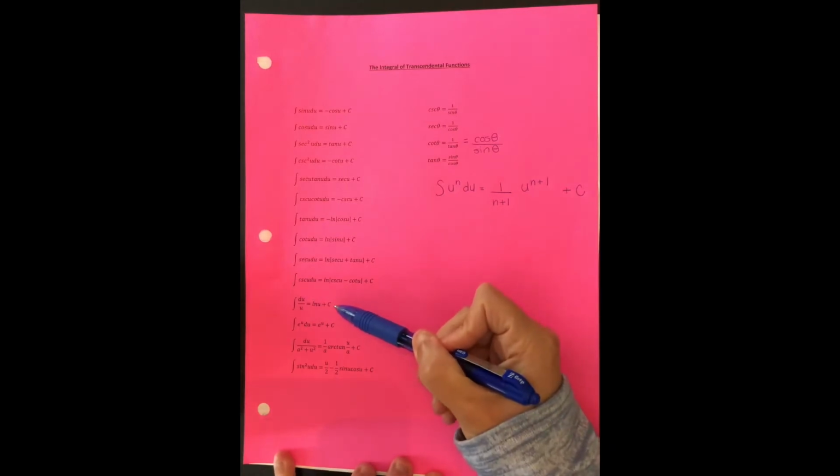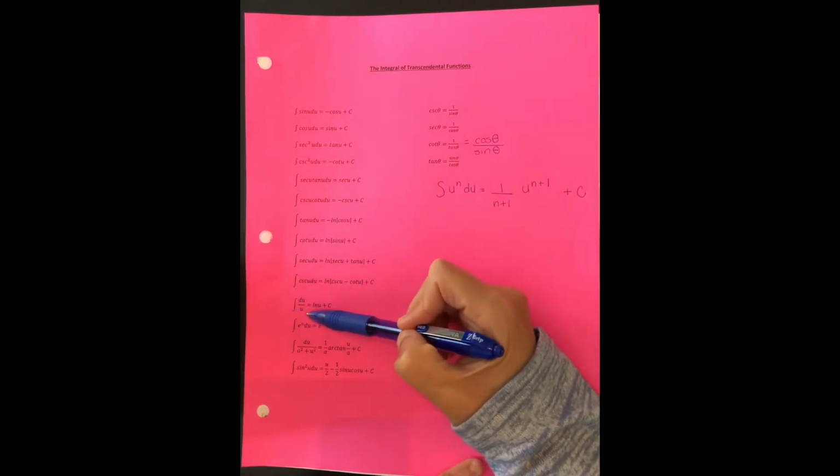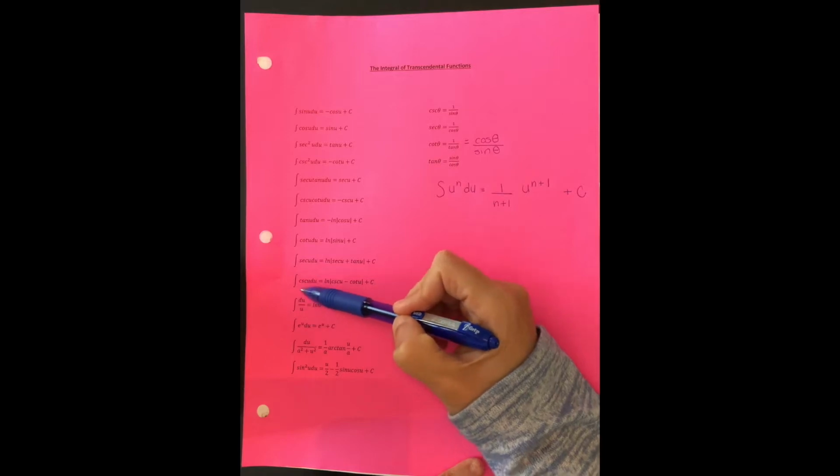Hello there. Today we're going to concentrate on this integral rule. The integral of du over u is the ln of u plus c. And we're going to really focus on how we identify logarithmic form. There are really two things you need to notice here.